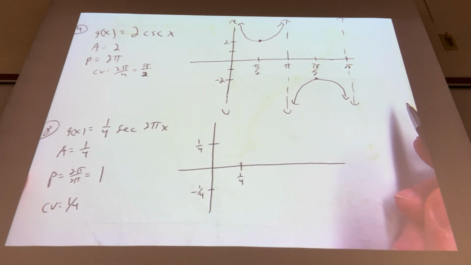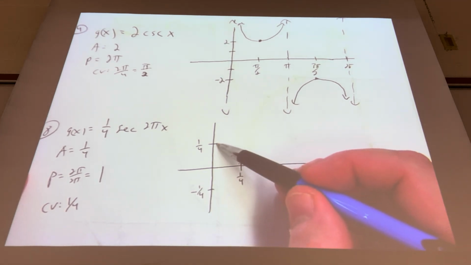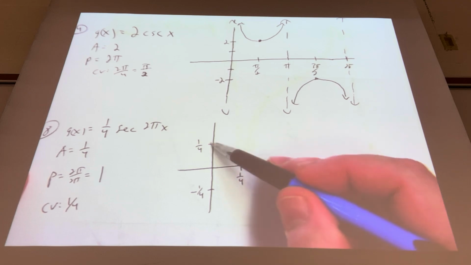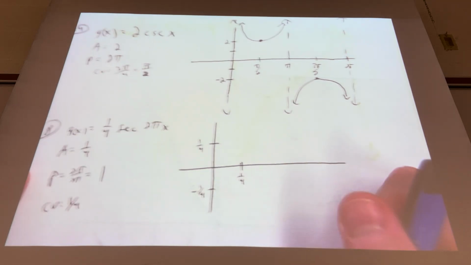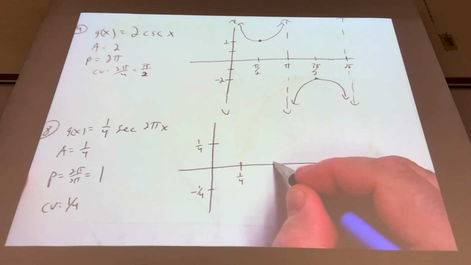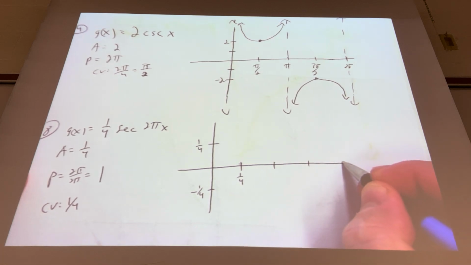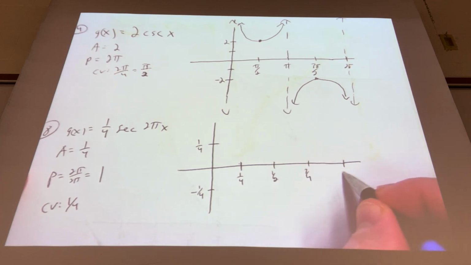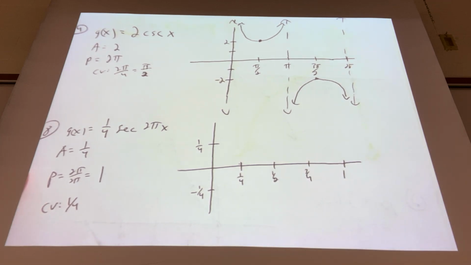Now, if you notice, 1/4 is the y distance from here to here. The x distance is also going to be 1/4. This is the same distance. Okay, so it's always nice to have some features be close to the same. So we got 1/2, 3/4, and then 1.